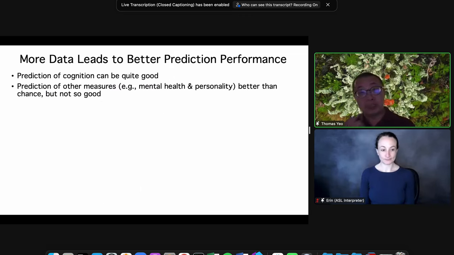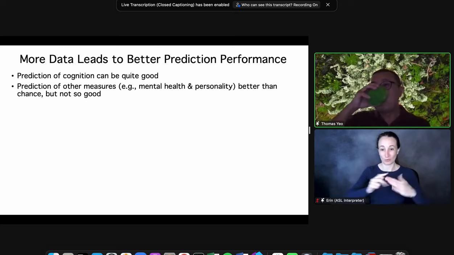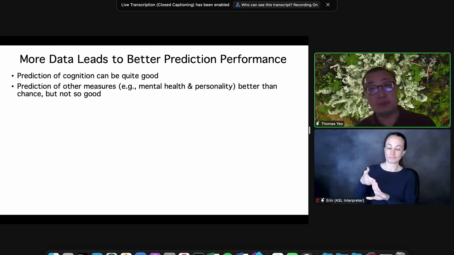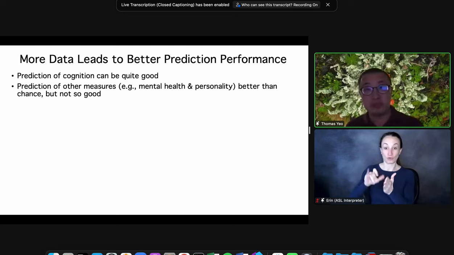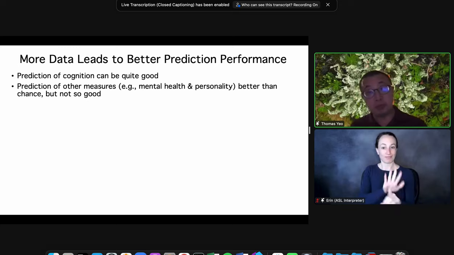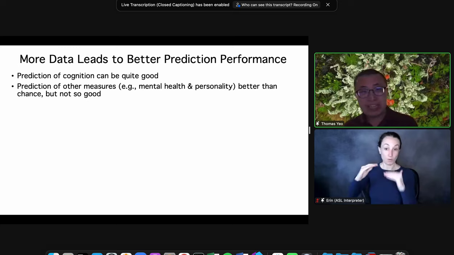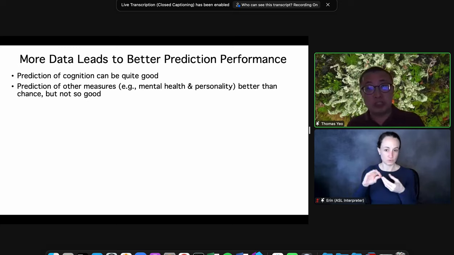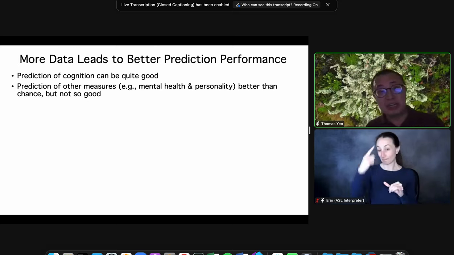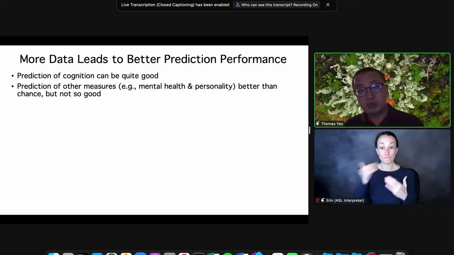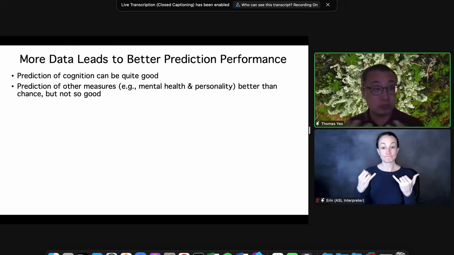I have not shown you the actual prediction performance so far. You can check out the preprints if you're interested. But basically, in general, in healthy participants, we can predict cognition pretty well, up to 0.5 or more for composite cognitive scores. On the other hand, for other measures such as mental health and personality, the prediction in healthy participants is not so good, even though the prediction performance is better than chance. So then the question is, how can we improve prediction performance?